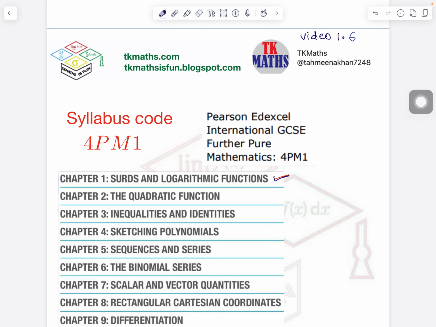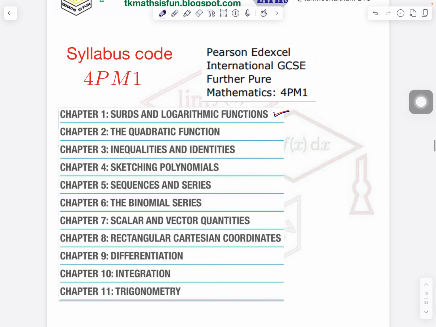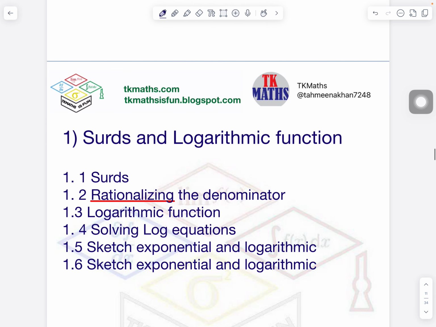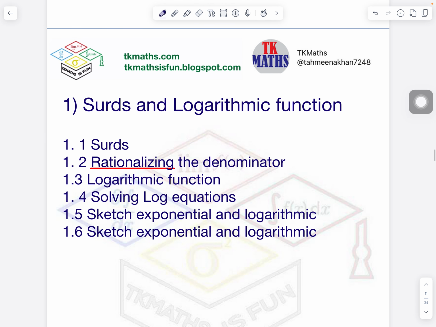In today's video, we will complete chapter 1, which is on surds and logarithmic function. It is from the syllabus of Yr11 Further Maths, Edexcel. Code is 4PM1. So in the previous videos, we have completed all these concepts.